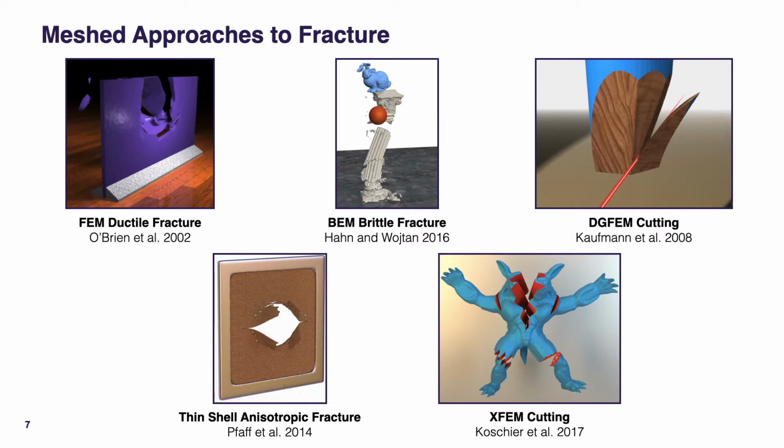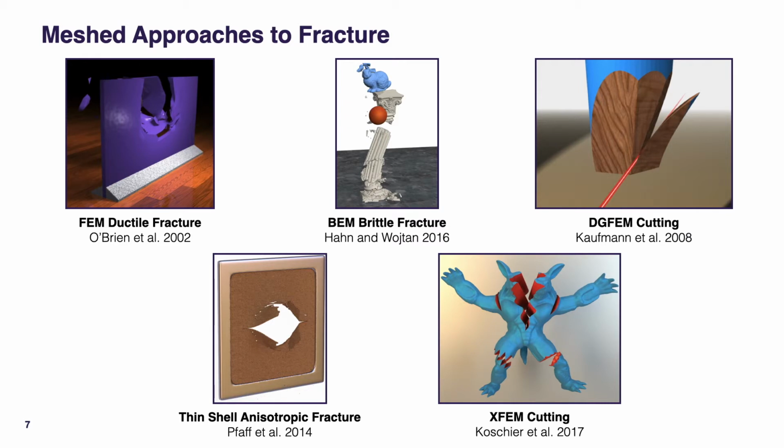FEM fracture in graphics saw success as early as 1998 with the brittle and ductile fracture works introduced by O'Brien et al., seen at top left. However, FEM poses significant geometric and computational challenges when used to model fracture, including the need to remesh near crack geometry and the need to represent evolving and branching crack topology. These are such non-trivial problems that they've spawned myriad research efforts just to address them.